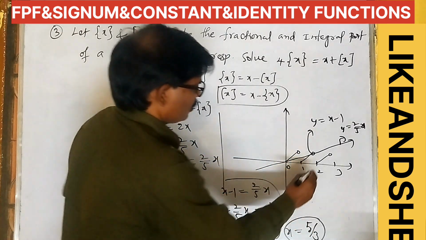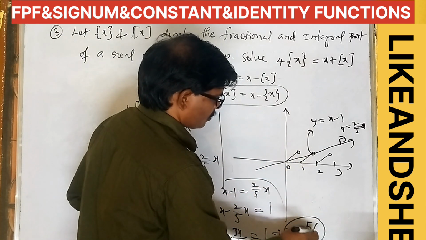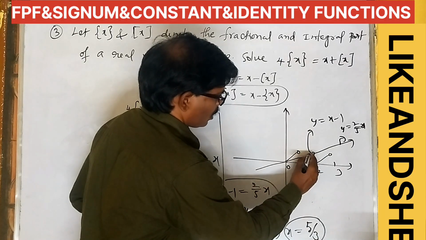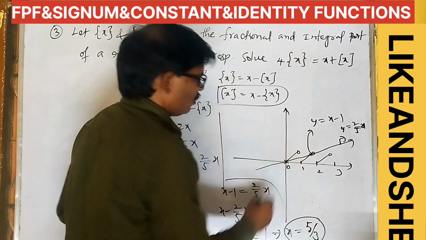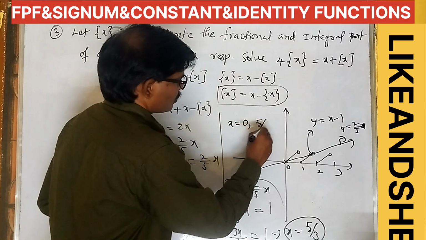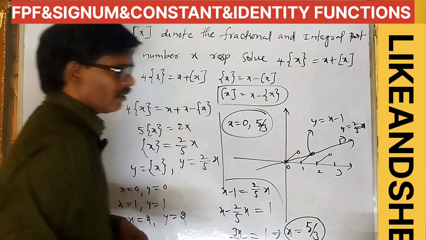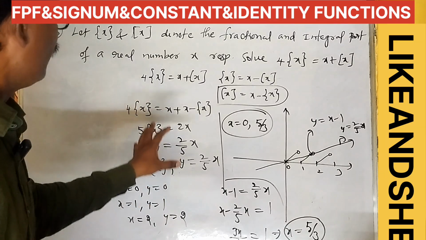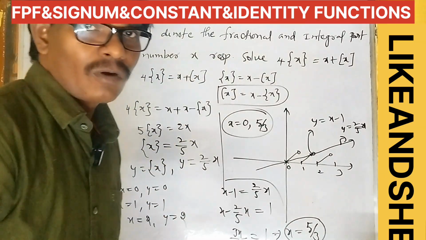5/3 means 1 point something, between 1 and 2. This is one solution, and this is also one solution. What are the x values? x equal to 0 and 5/3 are our solutions. This is the fractional part of x model question.